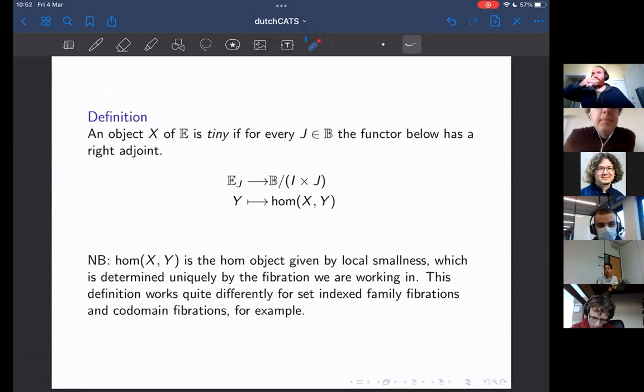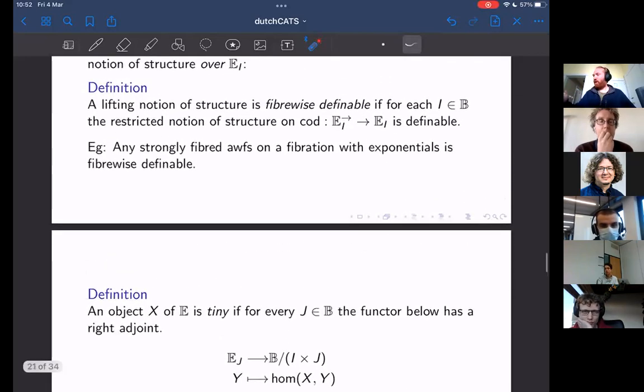Okay, so it's kind of right. So I'm starting to get to the important things now, and I guess there's two things I wanted to talk about, and I'll have time to at least quickly overview both of them. The first of these is a sufficient criterion for showing that a lifting notion structure is fiber-wise definable.